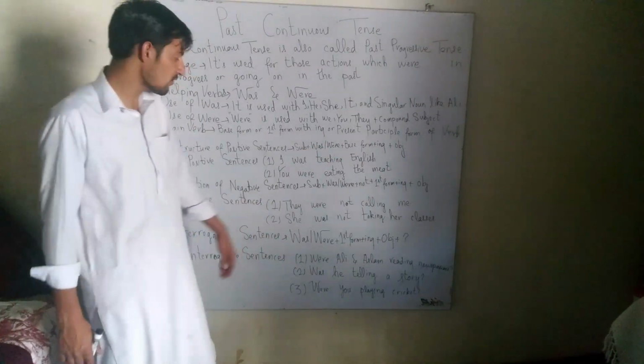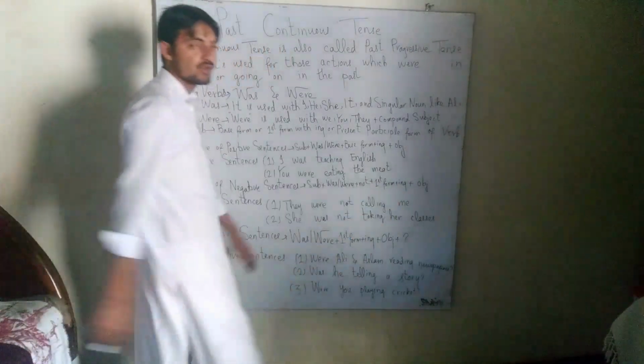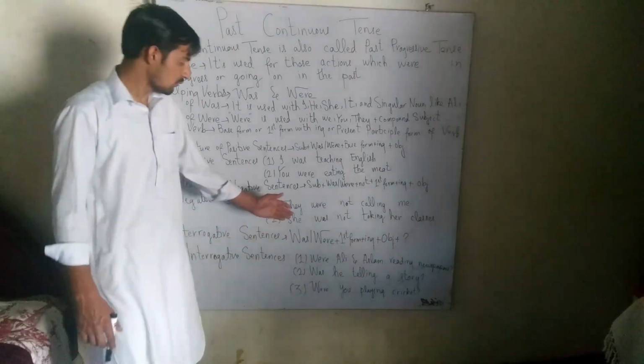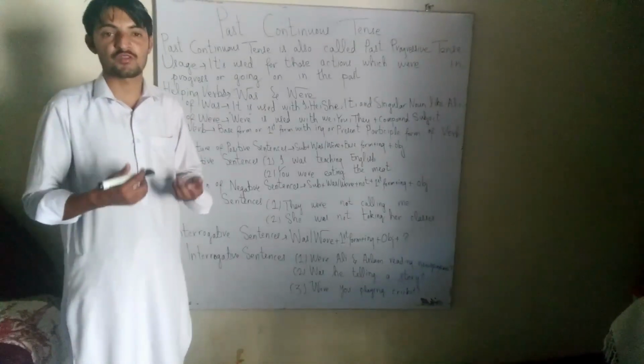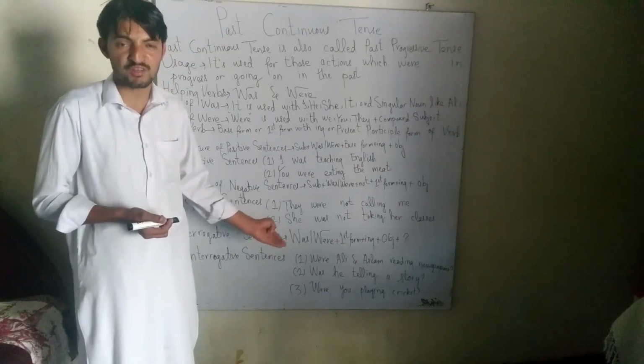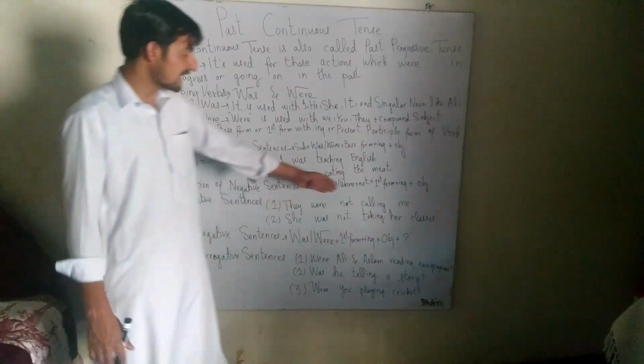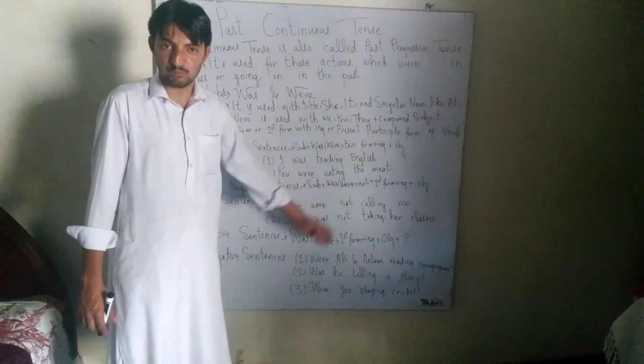Then we have the second sentence: she was not taking her classes. In this case, we have used was because we have a third person pronoun. Here we have she, which is considered a third person pronoun. So that's why we have used the helping verb was. She was not taking her classes. So it's the best example of negative sentences.